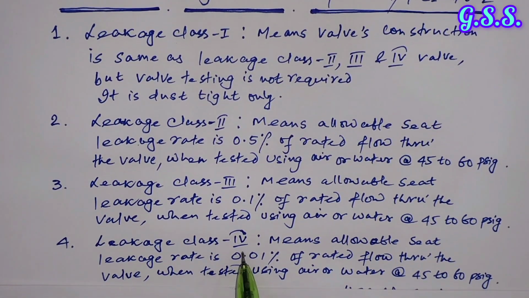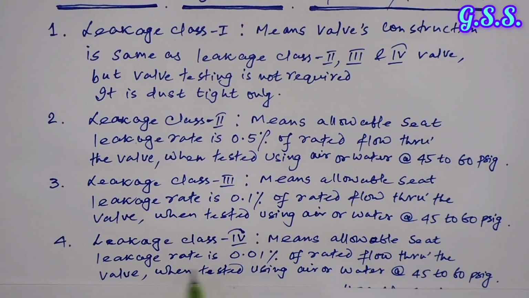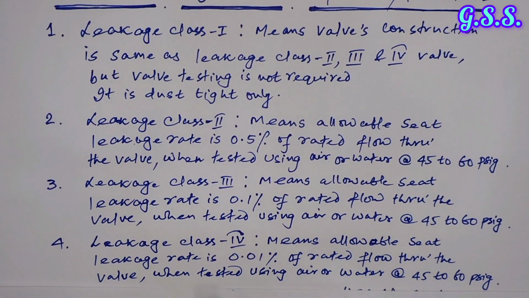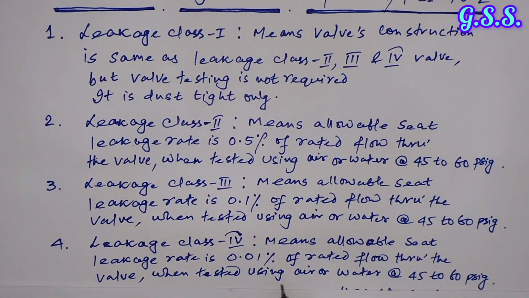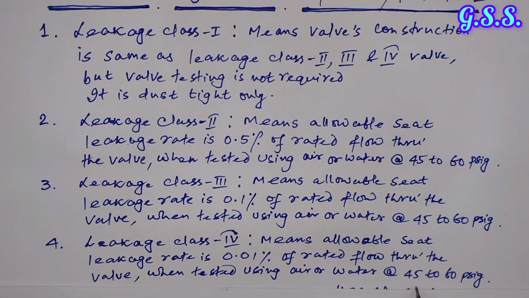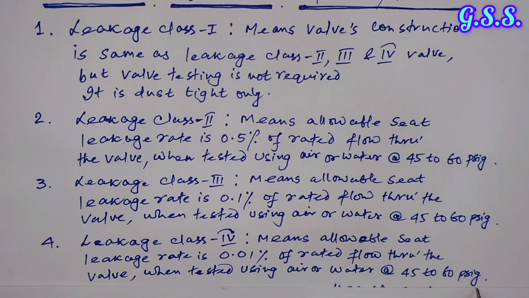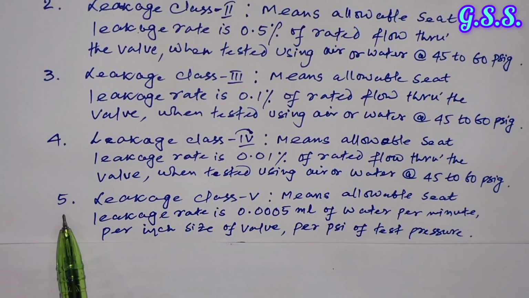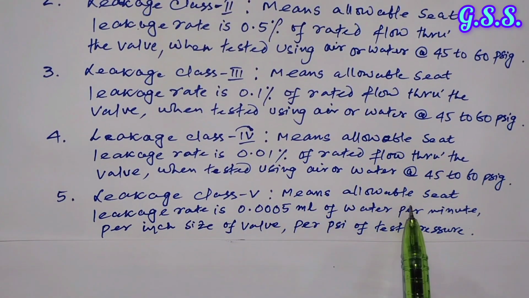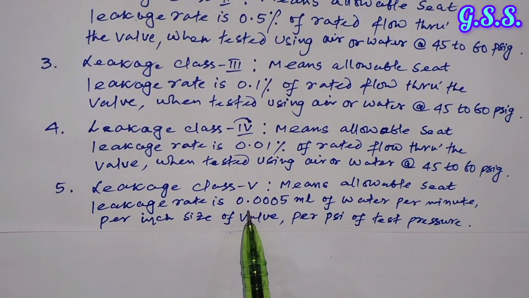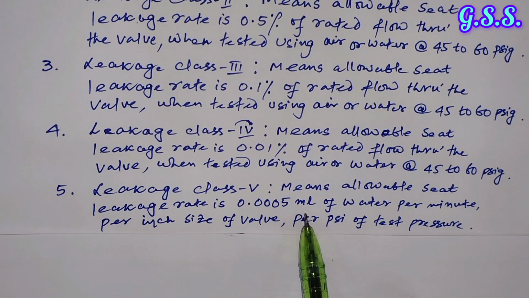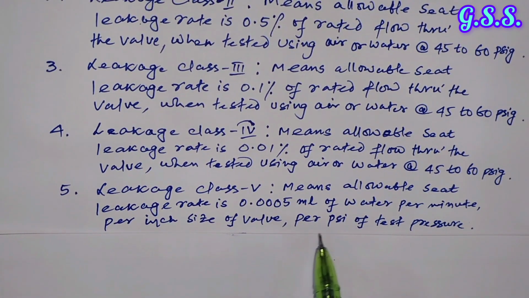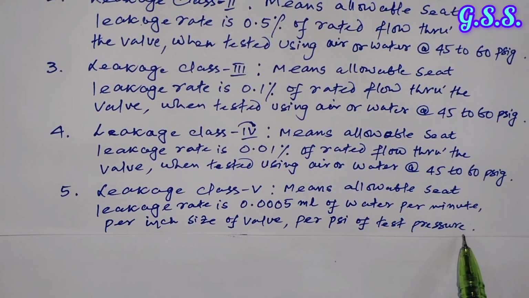Then leakage class 4 means allowable seat leakage rate is 0.01% of rated flow through the valve when tested using air or water at 45 to 60 psi gauge. Then leakage class 5 means allowable seat leakage rate is 0.0005 milliliter of water per minute per inch size of valve per psi of test pressure.